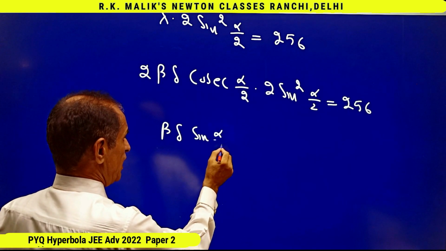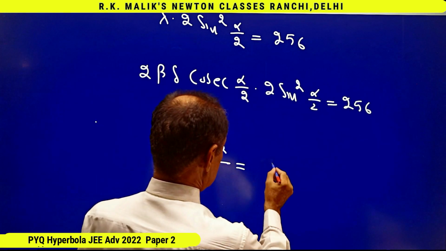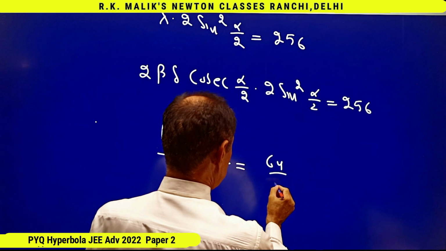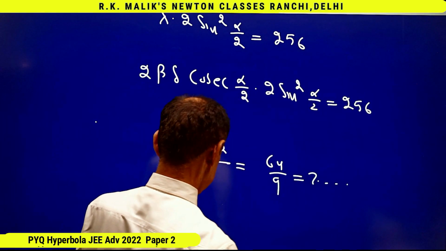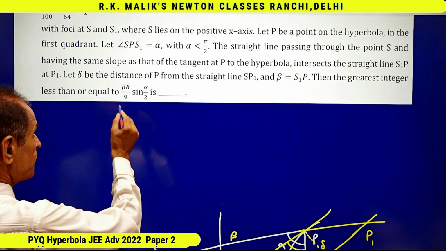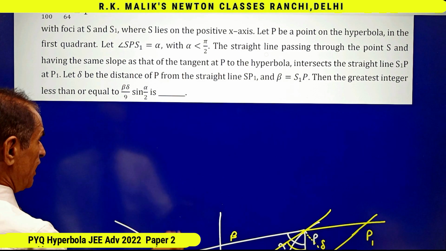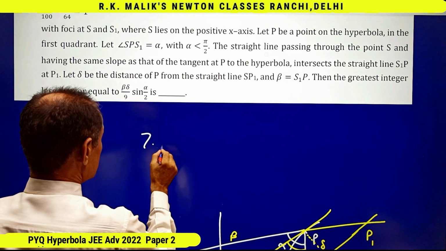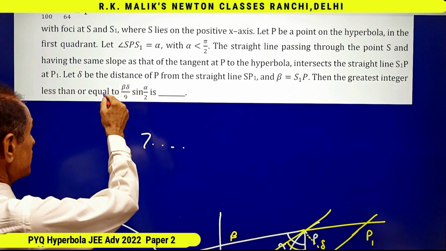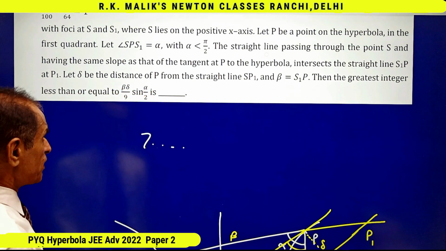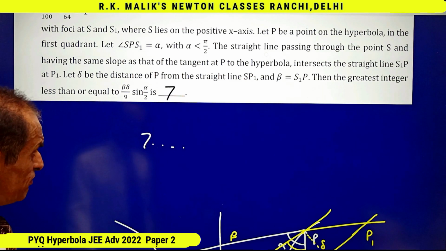sine alpha by 2 upon 9 is equal to 64 by 9, that is 7 point something. Hence we have got the value of beta delta sine alpha by 2 by 9 as 7 point something. Therefore the greatest integer less than or equal to this becomes 7. Therefore the answer is 7.